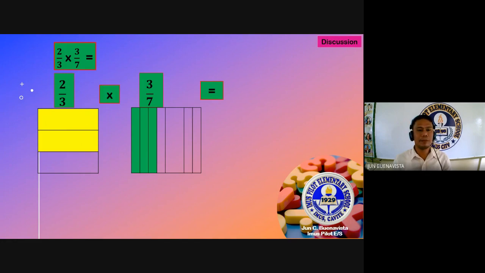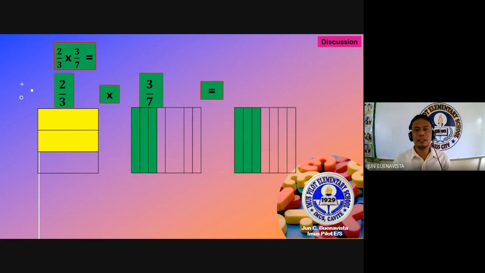So we have this one. So that is the 3/7. Then we are going to overlap the 2/3. All right. So that becomes now. So what have you noticed in the illustration? So you have 2/3 and 3/7. So we are overlapping. And since our 2/3 is yellow and our 3/7 is green, the common color here, or the mixing color of yellow and green, is yellow green.